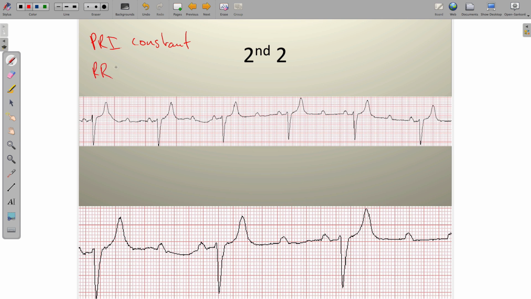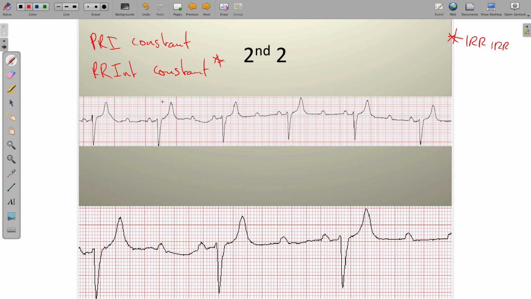The R to R interval is also constant, and I'm going to put a little asterisk next to it to indicate that sometimes it can be irregularly irregular. And this just depends on how many P waves exist between each QRS complex. All right, so PR interval for the most part is constant. No, I'm sorry, PR interval is always constant in second degree type 2. The R to R interval is almost always constant in second degree type 2.